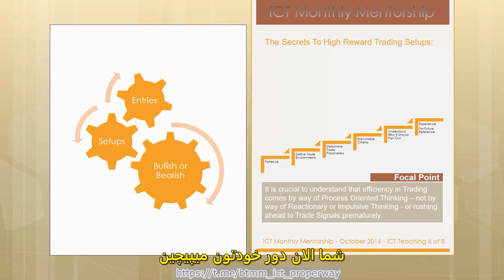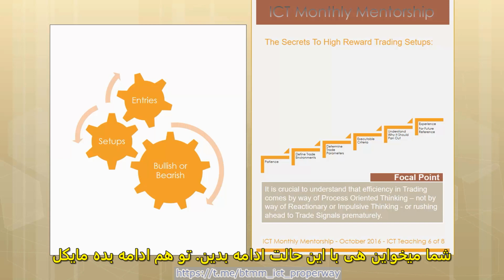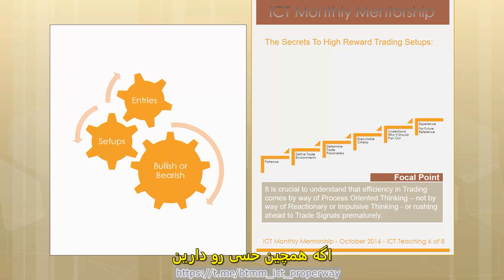And you know who you are, because right now you're squirming. You're wanting to get on with it. Get on with it, Michael. If you're feeling that, you're in that reactionary impulsive thinking. Okay, you need to change that, suppress that. It's hard. I know it's hard.